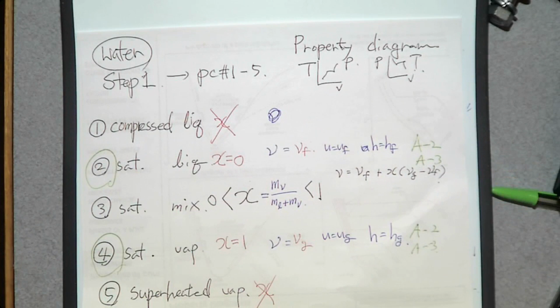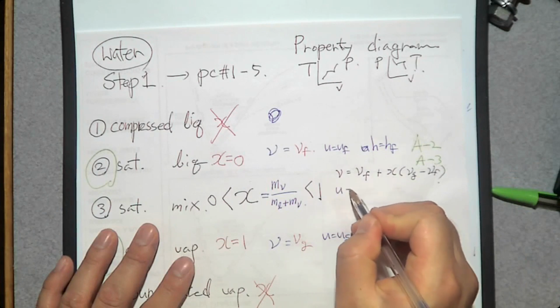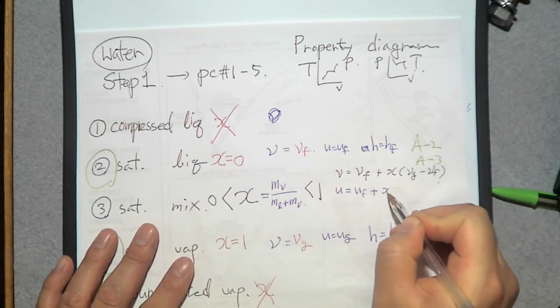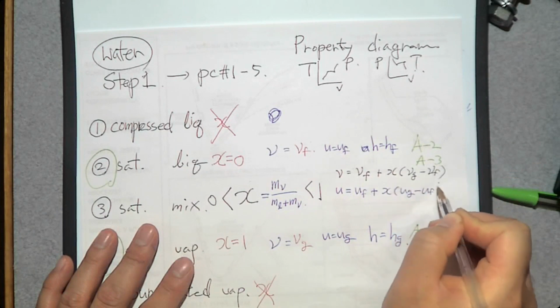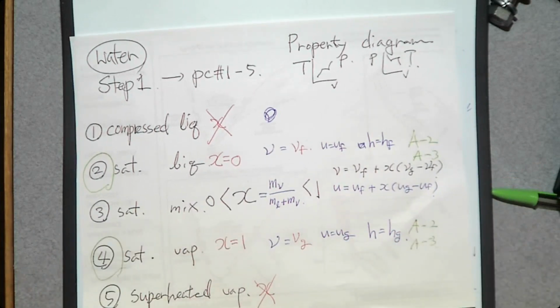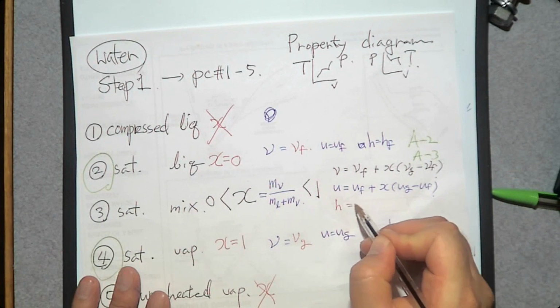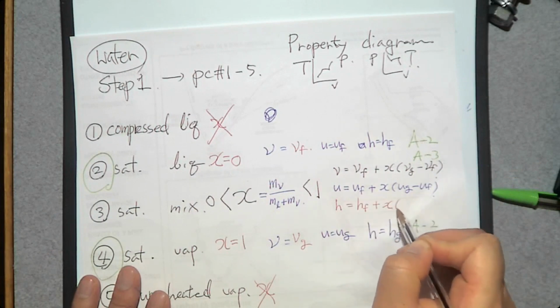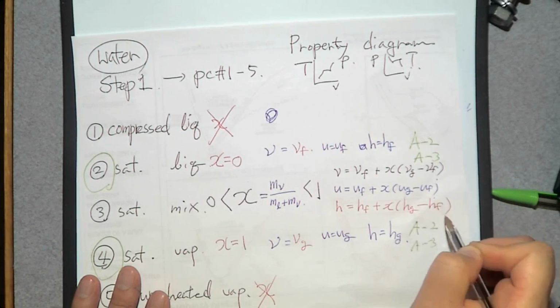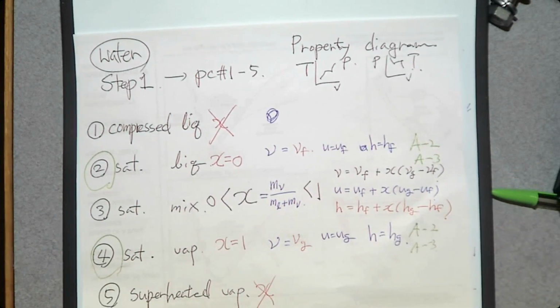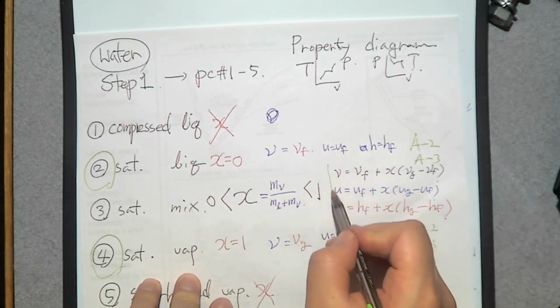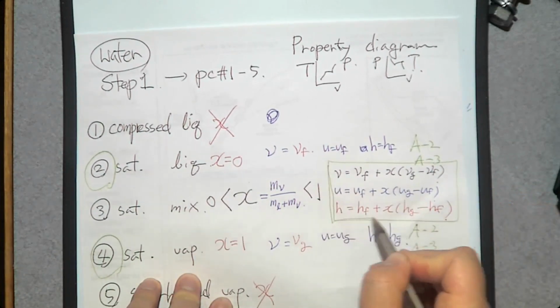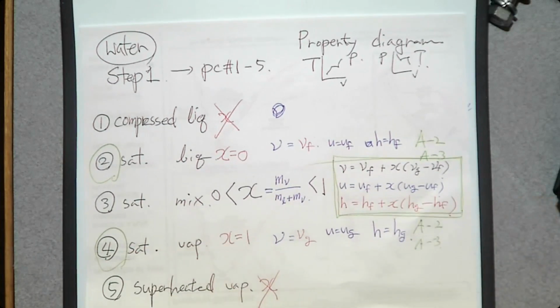What about if you want to determine specific internal energy u? u is uf plus quality x times ug minus uf. What about if you want to determine specific enthalpy h? I don't have to explain again. h is hf plus quality x times hg minus hf. So that's how you evaluate the properties of a saturated mixture. Any questions?